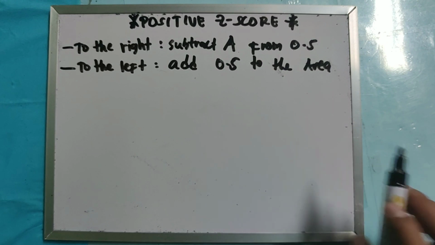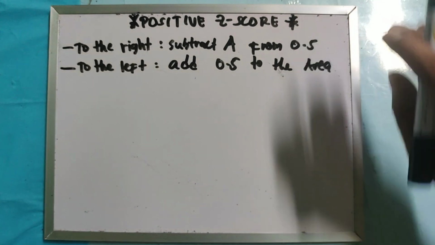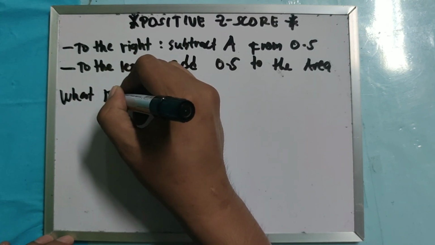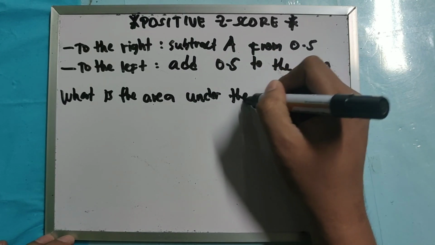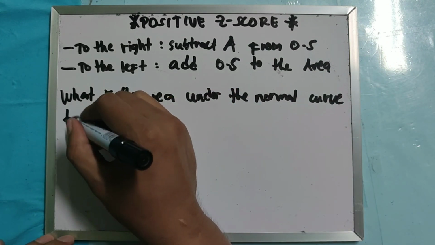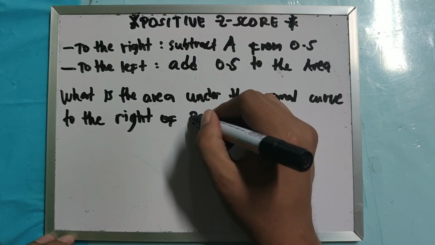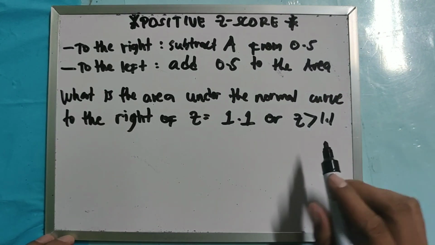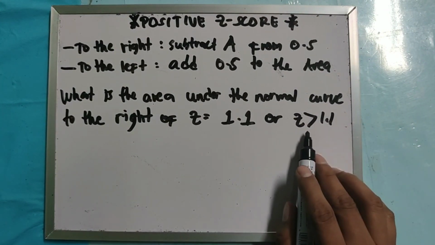If to the right, subtract the area from 0.5. So we have here an example. What is the area under the normal curve to the right of z is equal to 1.1, or z is greater than 1.1? Kasi to the right, positive, mas malaki pa kay 1.1. So, right of 1.1 or greater than 1.1.